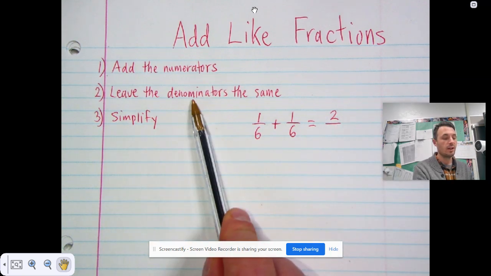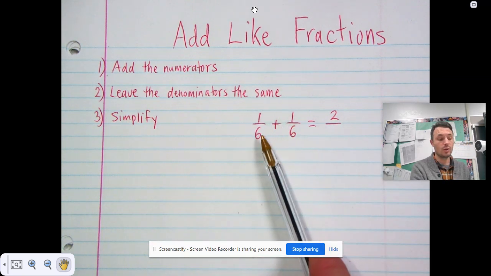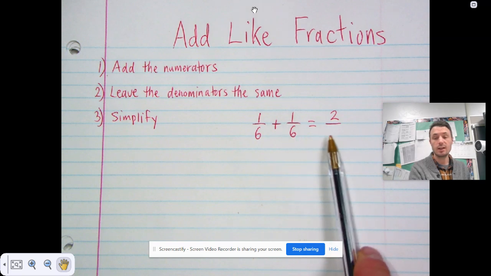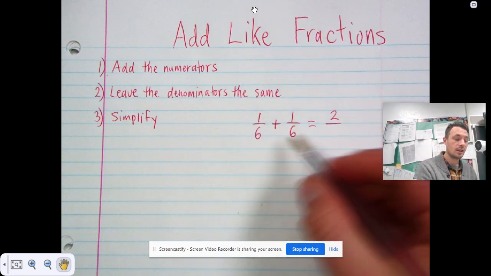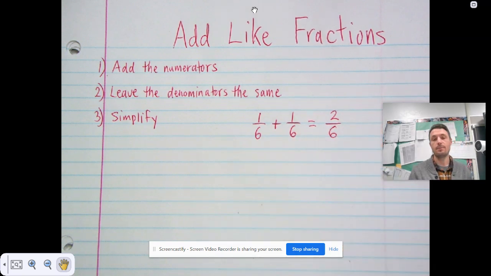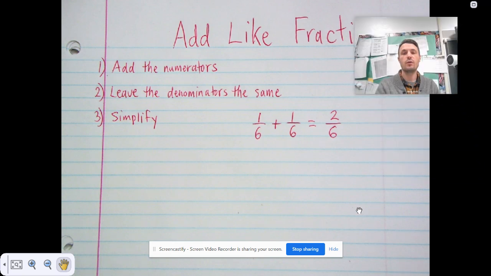Leave the denominators the same. So we don't add 6 to 6 and get 12. The 6 stays the same. And then step 3 is simplify. So simplify means put the answer in simplest form. And you already learned how to do that last chapter.